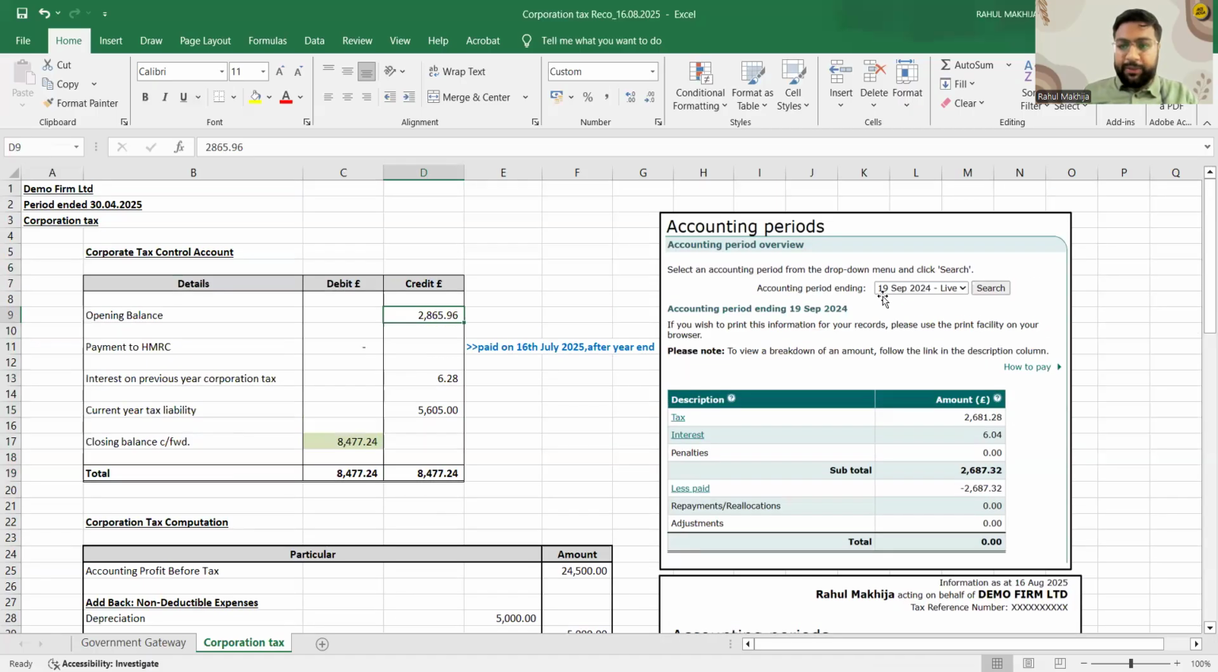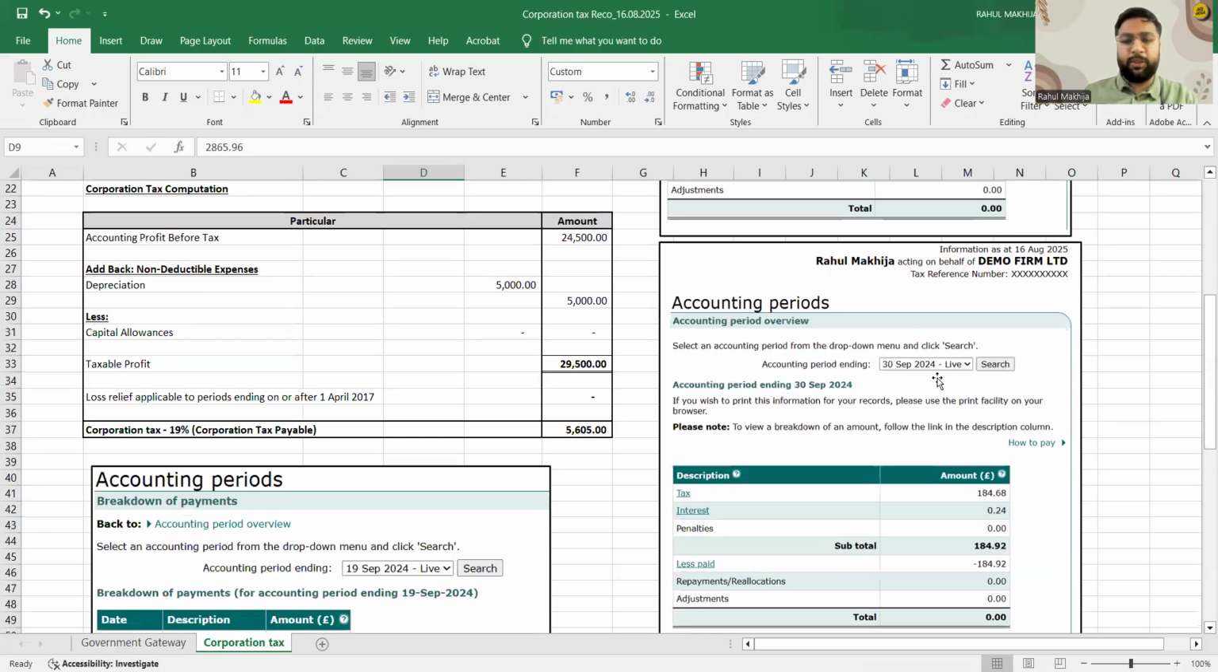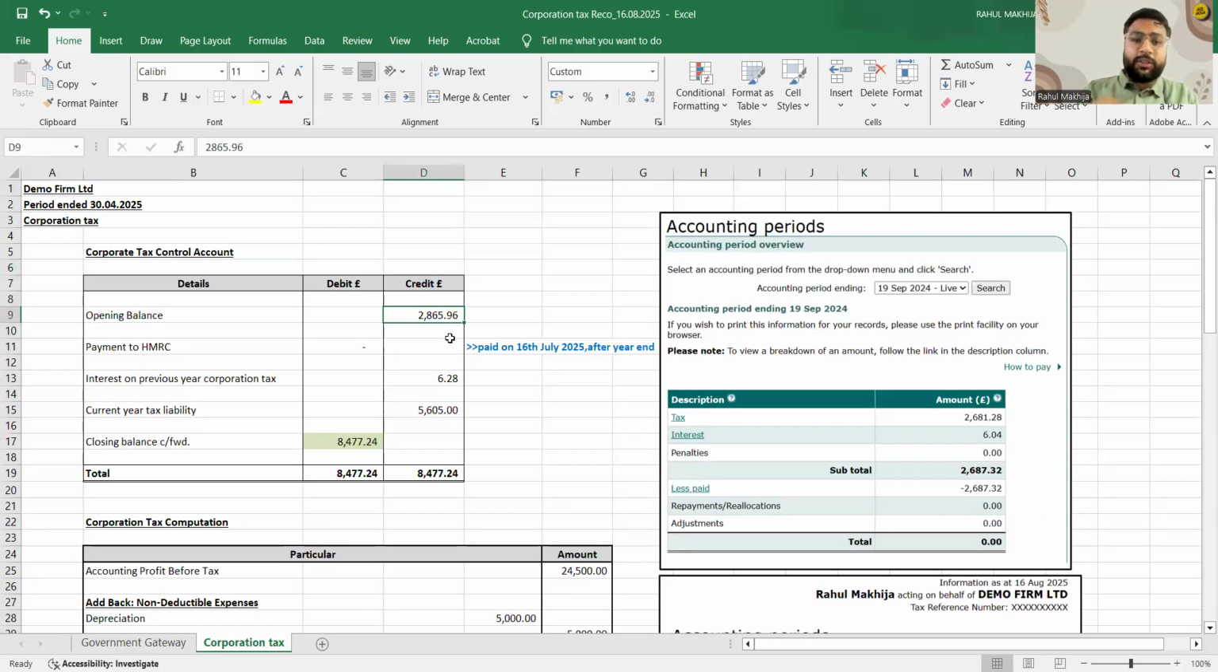So here we have selected the first period, which is 19 September 2024, and the second period, which is 30 September 2024. As we know, corporation tax computation can be a maximum of 12 months only. That is why in the first year, when the company was incorporated, our period was of 13 months. But corporation tax liability computation and corporation tax return will always be of 12 months only. It can be of a shorter period, but it cannot be extended more than 12 months. That is a point which you need to keep in mind, which is very essential. Okay. So this is our opening liability.